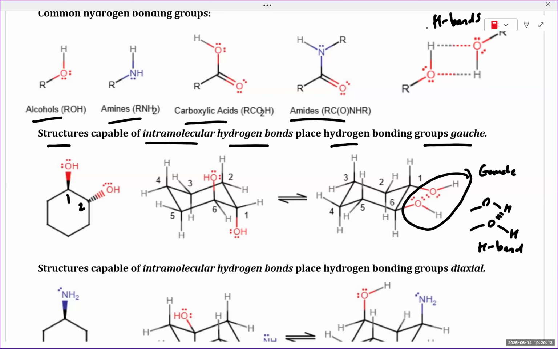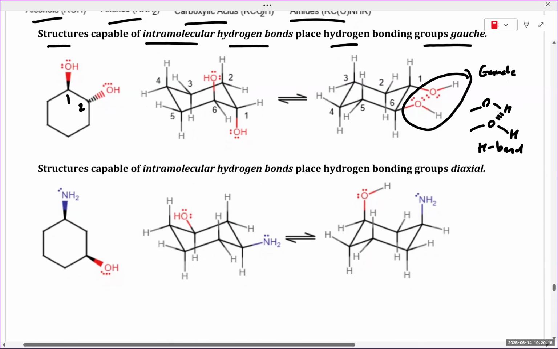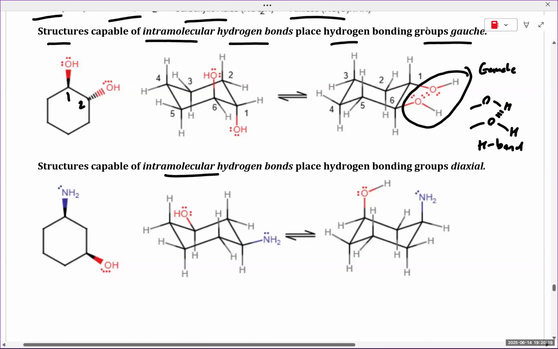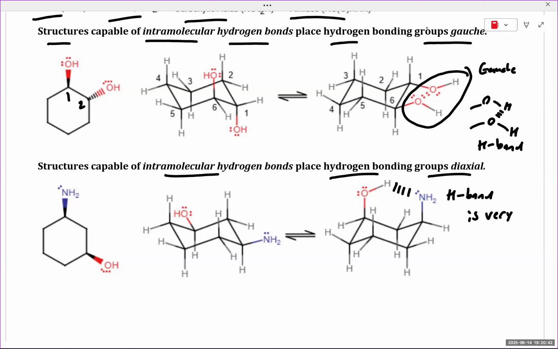Now, because a hydrogen bond is so stabilizing, structures capable of intramolecular hydrogen bonds will in fact prefer to place hydrogen bonding groups diaxial. So in this case, even though this diaxial conformation suffers a minor penalty because you have 1,3 diaxial interactions, that penalty is made up by the fact that this hydrogen bond is very stabilizing. It's about 20 kilojoules per mole in terms of stabilization. So you can think of it as adding negative 20 kilojoules per mole to your total for energy calculations.